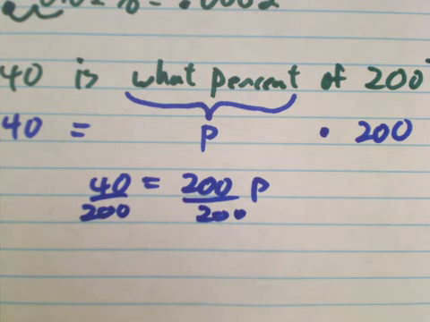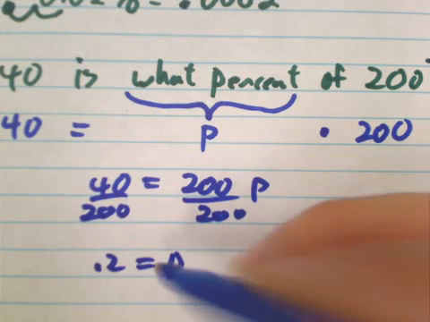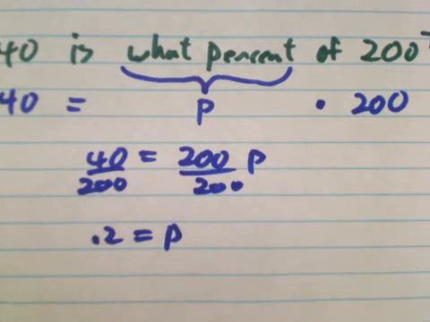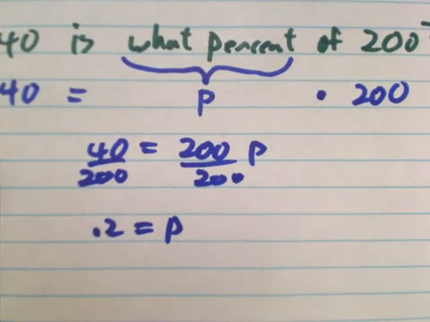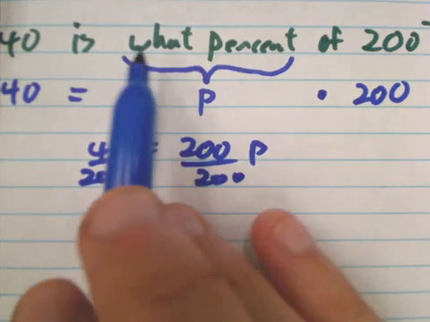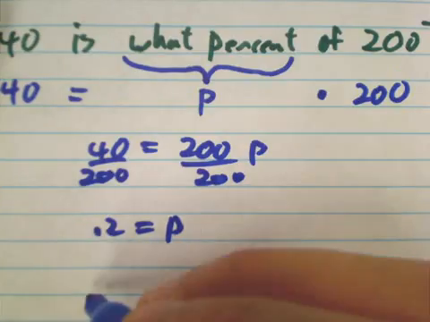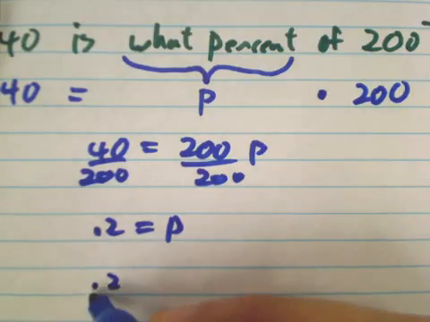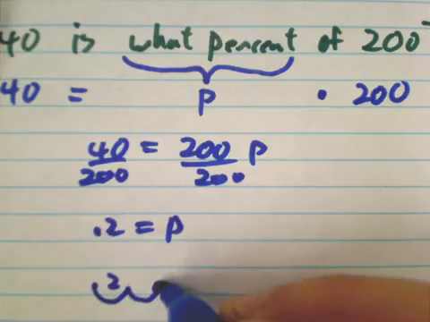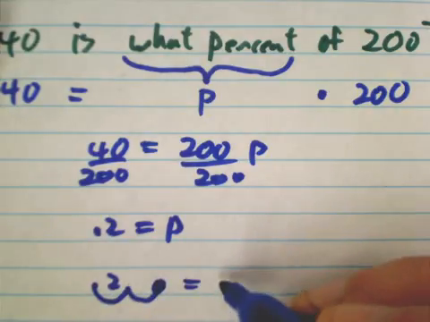That's going to be 0.2, right? Yes. 0.2 equals p. Now, once I'm at this point, the problem says what percent? So I have to make this number into a percent. So I need to move the decimal point 2 times. 1, 2. And so that's going to be 20%.